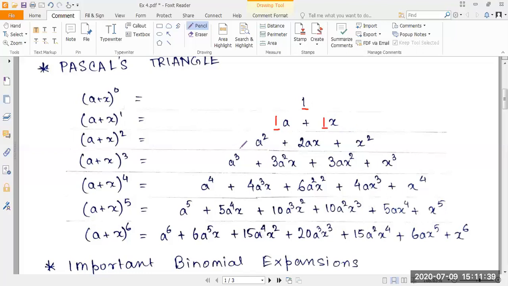Again, consider the coefficient of a square over here, that's actually 1. The coefficient of ax here is 2. The coefficient of x square here is 1. Similarly, we have the coefficient of a cube to be 1 over here. The coefficients are 3 over here. And again, we have the coefficient 1 over here. Now, why am I finding out the coefficients, you may ask?